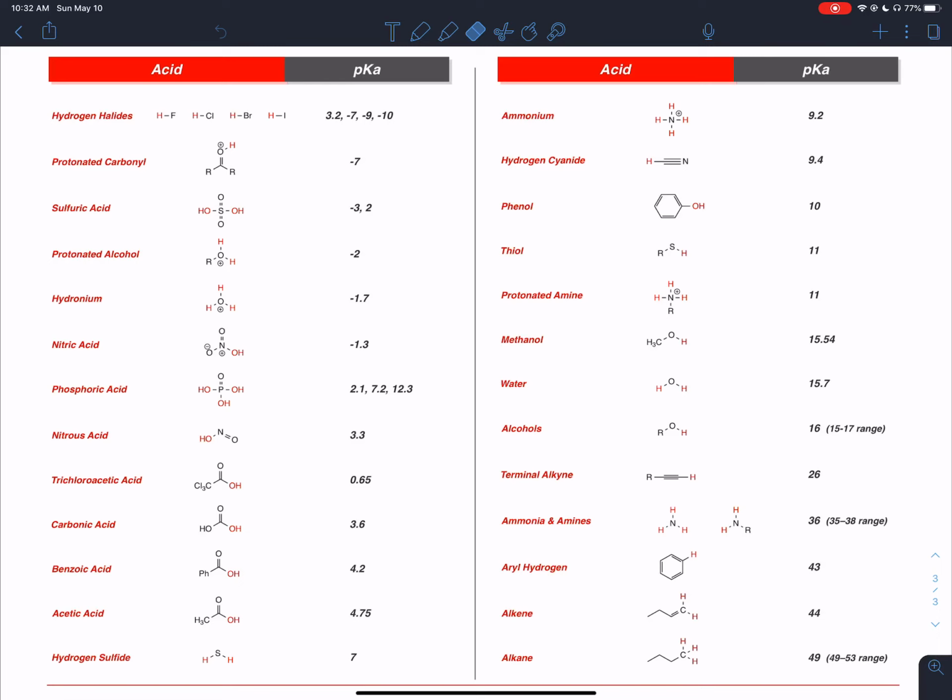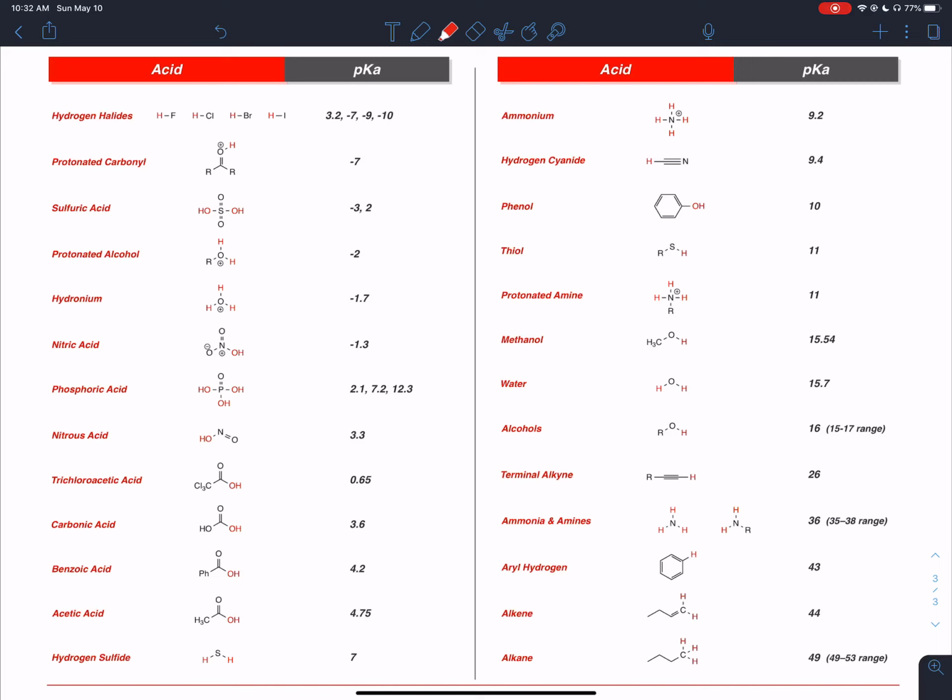Now, my preface here is going to be if you know all of these pKa values, or at least the approximate pKa value, you will be thanking yourself later in this course, okay? pKa, pKa, pKa. So important, my friends.